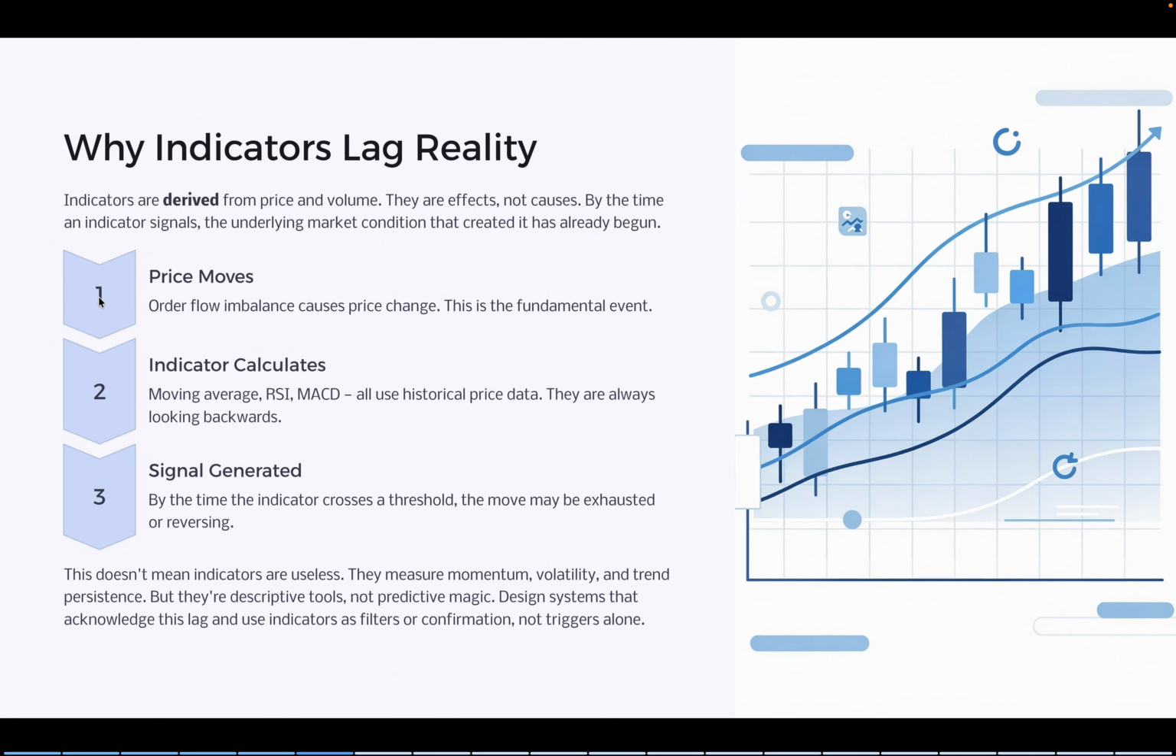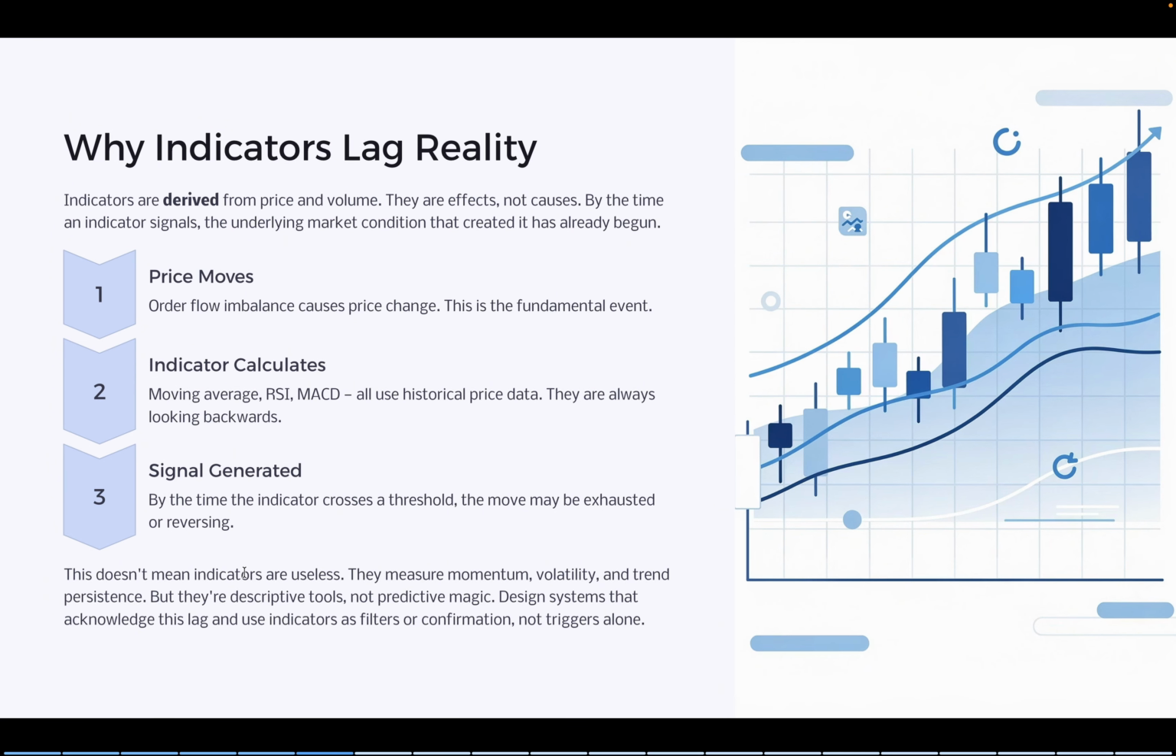So there are three stages. For example, price moves, right? Order flow imbalance causes the price change. This is the fundamental event that we should look into. And then the indicator calculates moving average, RSI, MACD, all of those use historical price data. They're always looking backwards. And then the signal is generated by the indicator. By the time the indicator crosses a threshold, the move may be exhausted or maybe reversing.